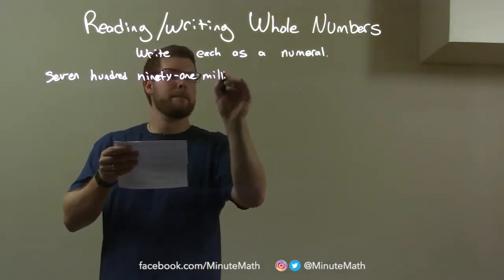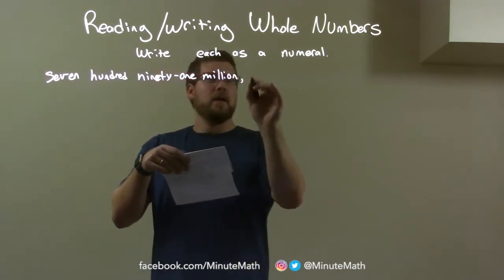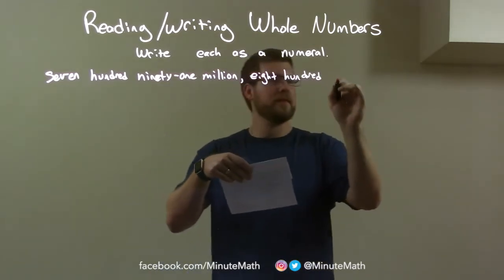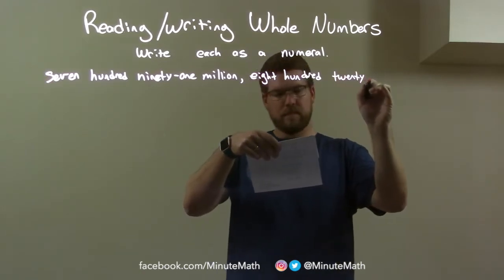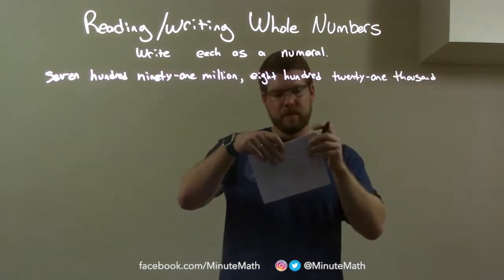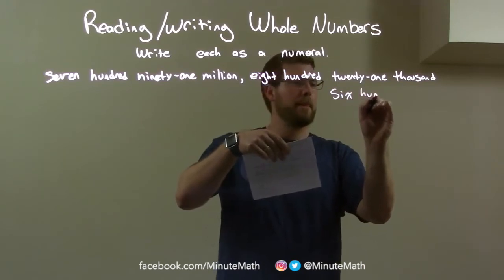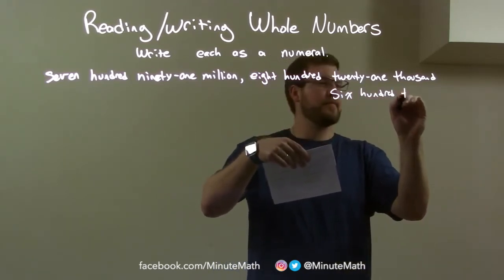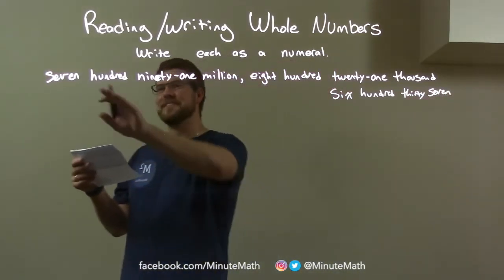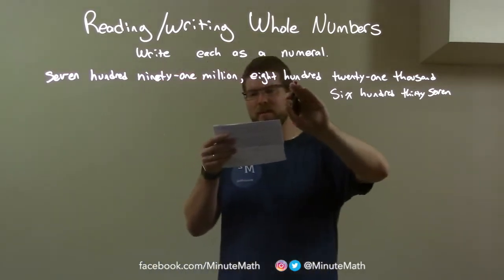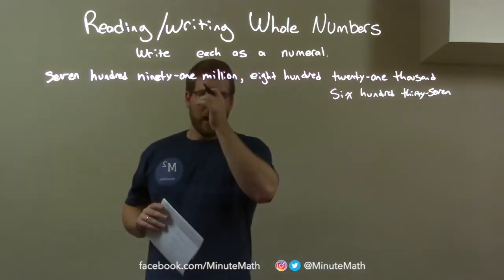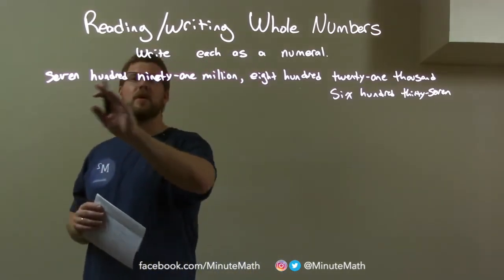791 million, 821 thousand, 637. Okay. So let's double check here, 791,821,637. Okay. So if I wanted to write this as a number, well, we have 791 million.